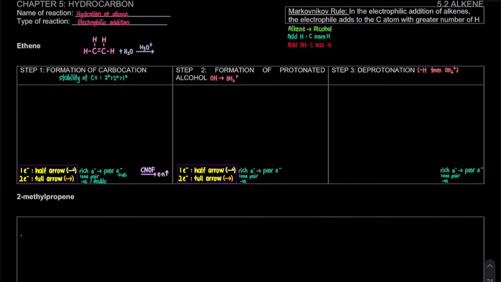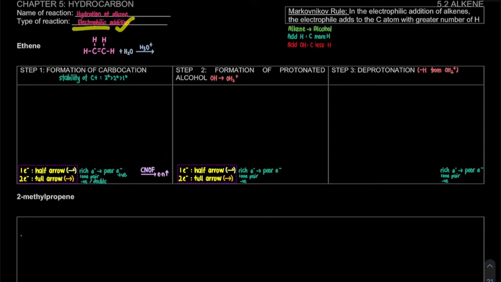Okay, so the electrophilic addition of acidified water will convert our alkene to our alcohol. It means that on our alkene itself, we're going to add H2O to form our alcohol. That's why the name of the reaction is hydration of alkene, but the type of reaction is electrophilic addition. Why? Because we're going to remove the double bond and add two new bonds.